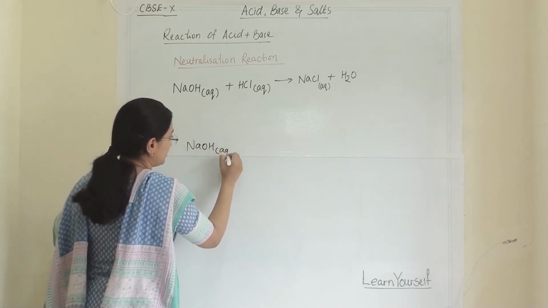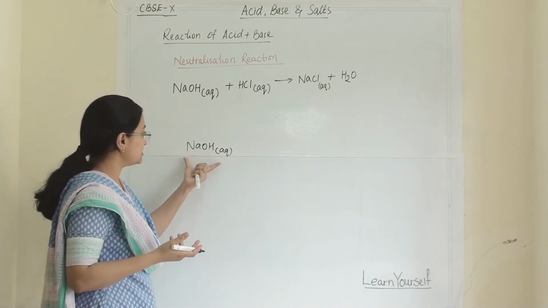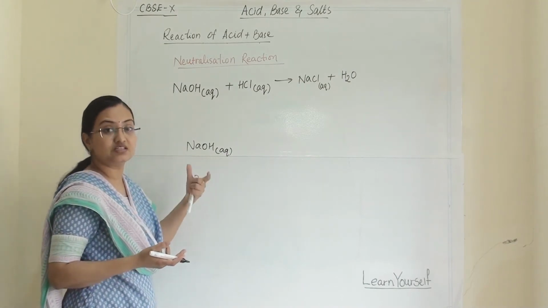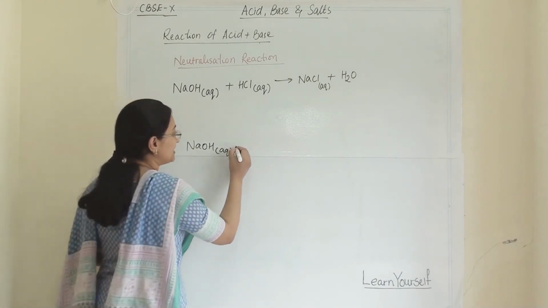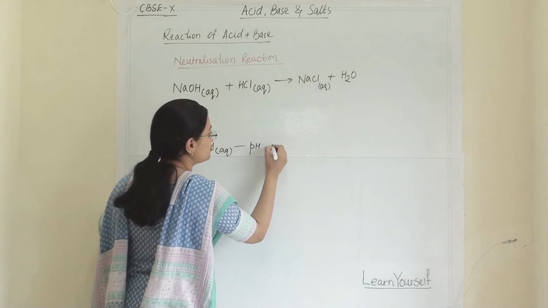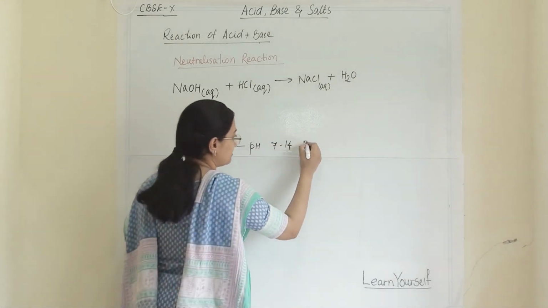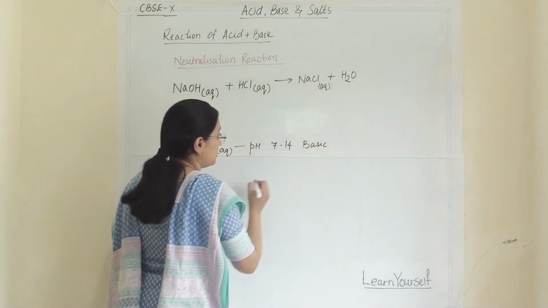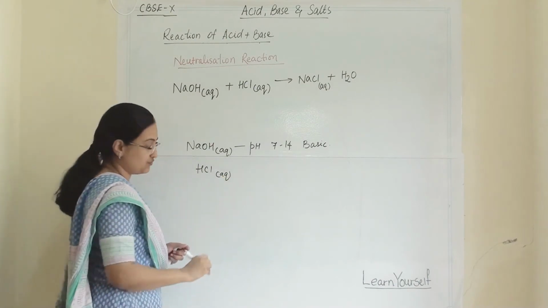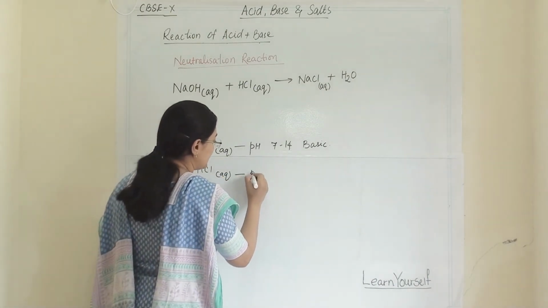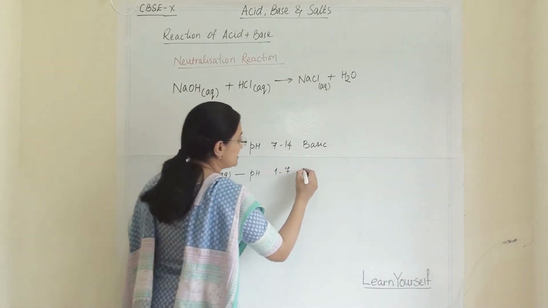It is in aqueous phase, so that means it is in the water medium. So this is sodium hydroxide, we have taken it into water. So when NaOH is there, its pH will be between 7 to 14. So this is basic. When HCl is there, we are taking it in aqueous phase, then the pH will be between 1 to 7. So that means it is acidic.